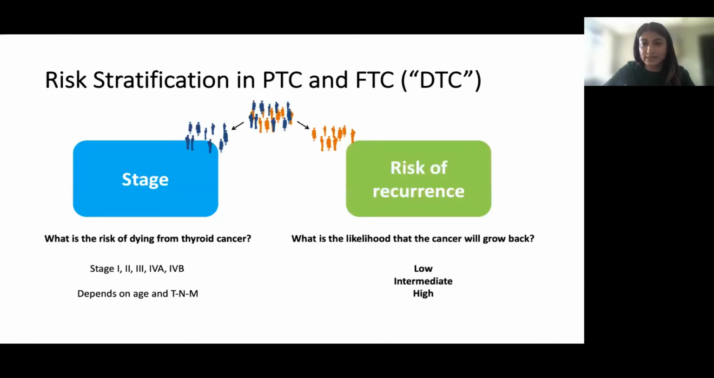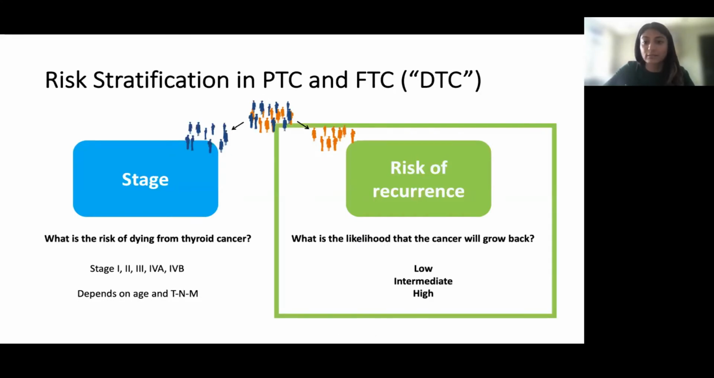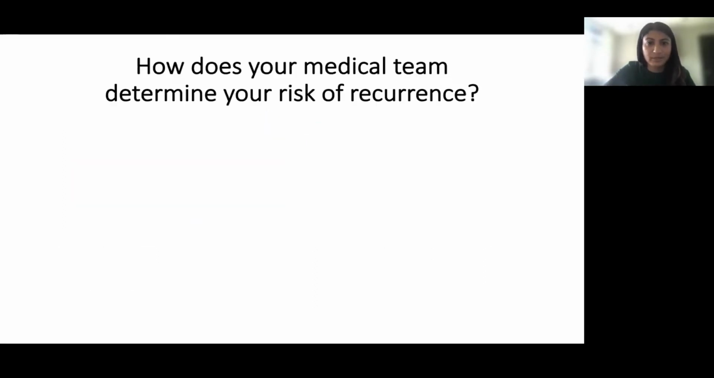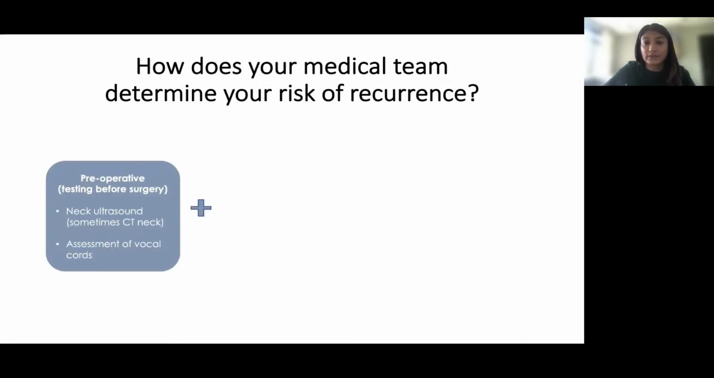The other type of risk in thyroid cancer is risk of recurrence, which means what's the likelihood that this cancer will grow back? And that's where the terminology low and intermediate and high risk comes from. So the focus of this talk will actually be the risk of recurrence. What's the likelihood the cancer is going to grow back after I've had my initial treatment? Something like having your thyroid removed and maybe radioactive iodine afterwards. So how does your medical team determine your risk of recurrence? There's a lot of different variables that have to be integrated to determine your risk of recurrence. So it doesn't just come down to what was the size of your tumor or where it has spread, if it has spread.